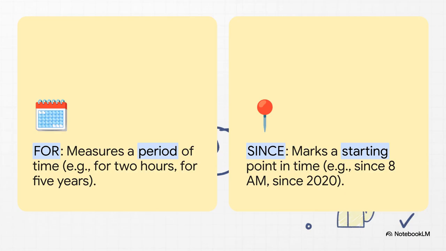And you can see the difference right here. Think of for like a measuring tape. It measures a chunk of time, a duration, like for 2 hours, for 3 days, for a long time. It basically answers the question, how long? But since, that's like putting a pin on a timeline. It marks the exact starting point of the action, like since 8 a.m., since last Monday, since 2020. It's all about the beginning.